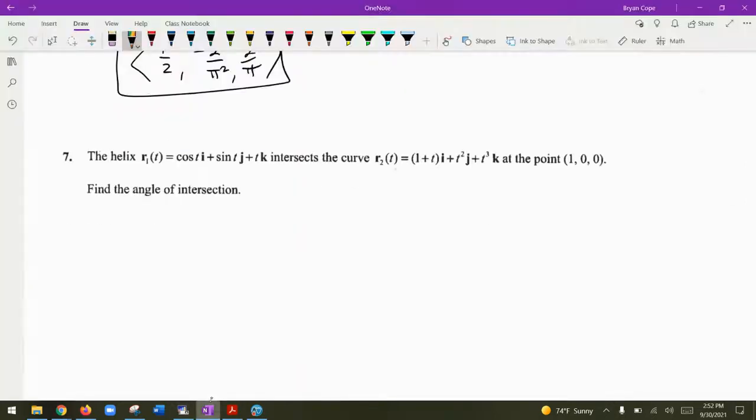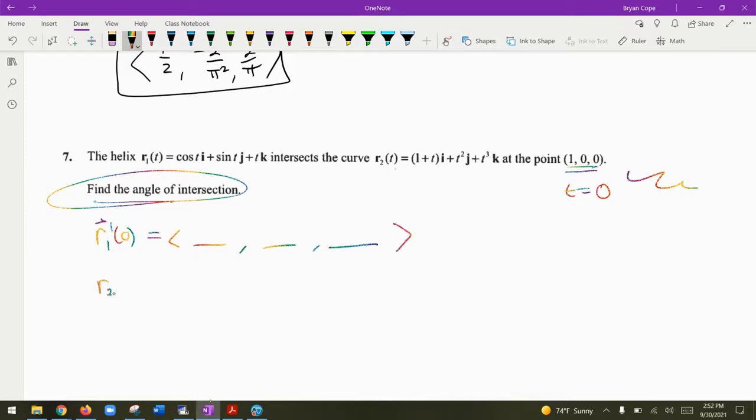So here we go. All right, so the helix intersects the curve. What do we need to do to find the angle of intersection? Ultimately, yes, but we need 2 vectors first. You need the tangent vectors, right? The point of intersection. So from this point, which is when t equals what, by the way? 0, does that work? So when t equals 0, we need r1 prime of 0. So we'll find the vector function for that. And we need r2 prime of 0, and we'll find the vector function of that.